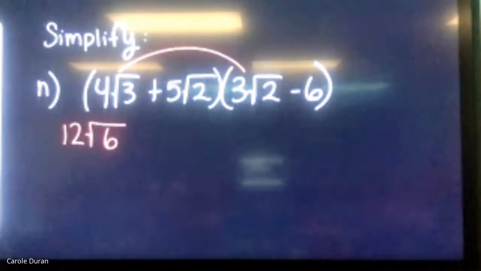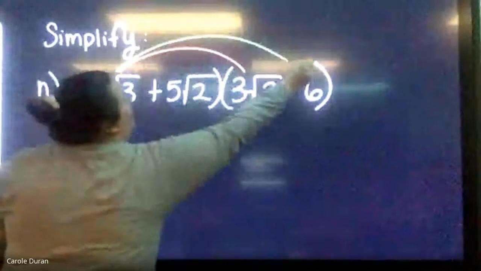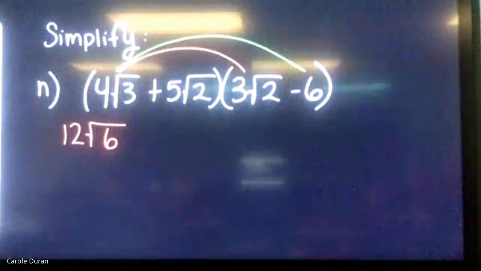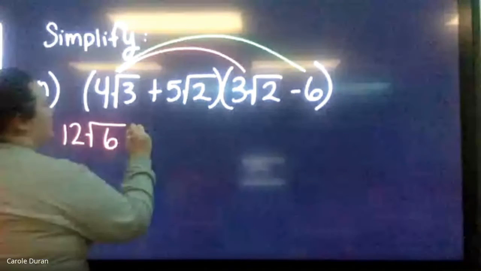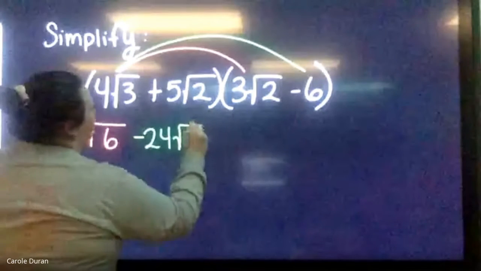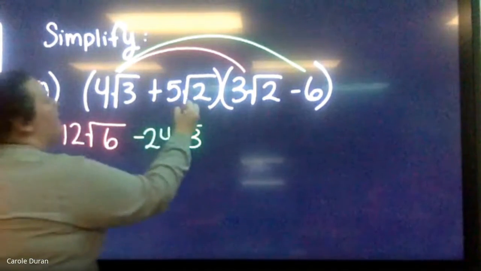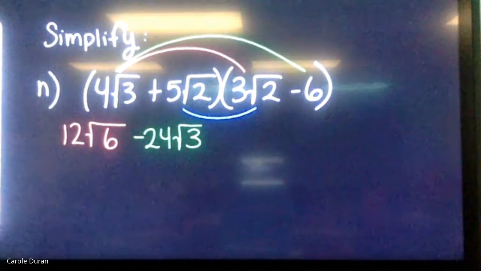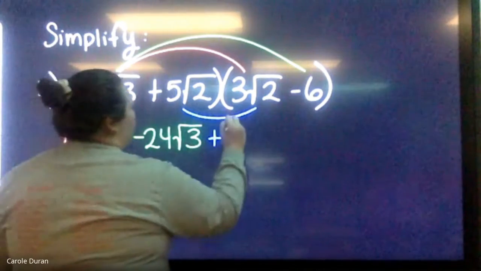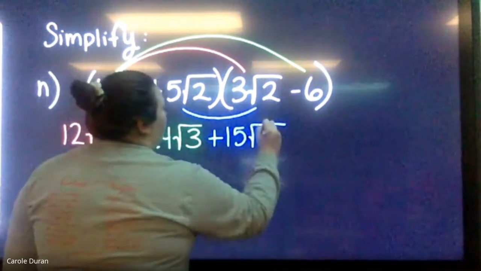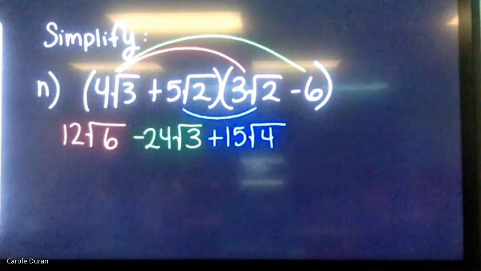Then I do my outside terms. So I have 4 times the square root of 3 times negative 6. There's no radical there to worry about, so I just put the whole numbers together. 4 times negative 6 is negative 24 square root of 3. Then we do our inside terms. Again, I have to ensure they're both the same root, and they are. They're both square roots. So I multiply the whole numbers together to get positive 15. And then the square root of 2 times the square root of 2 becomes the square root of 4.